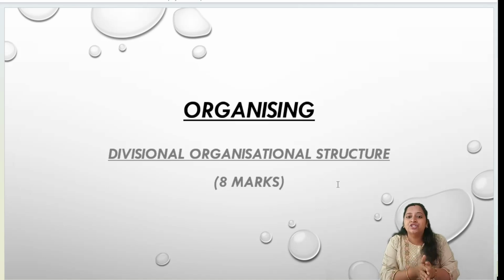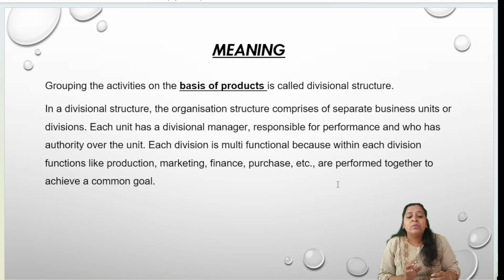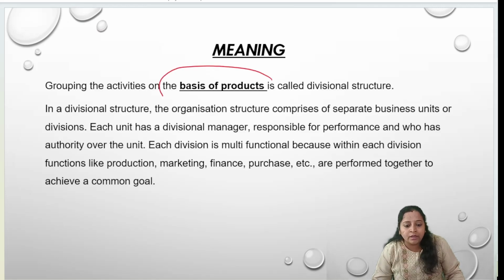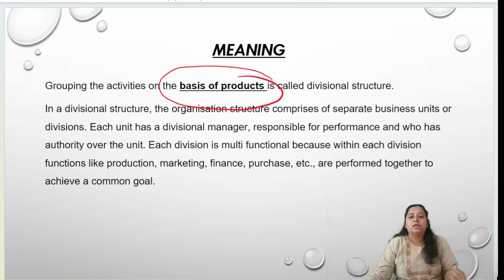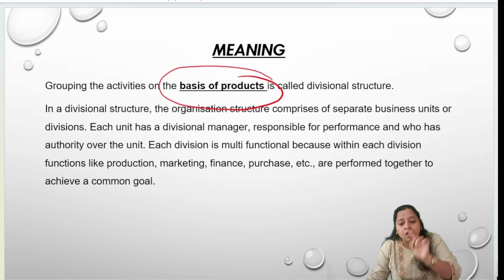Dividing the divisions, the departments, depending upon the products you are producing, is called your divisional structure. Here, we are grouping the activities on the basis of the product. This is very, very important, and you have to keep it in your mind. In the functional structure, you divide on the basis of the functions; in the divisional structure, you group the activities on the basis of the products.